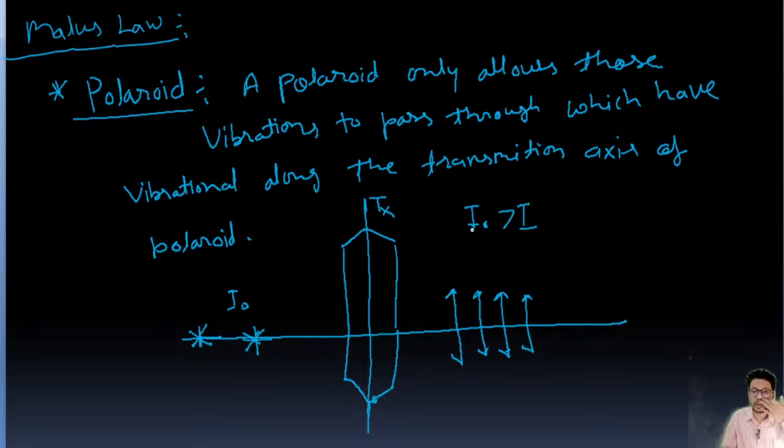I is the intensity after transmission. So this is the polaroid. Next, I'll give you one more example like this. So we have this polaroid like this.